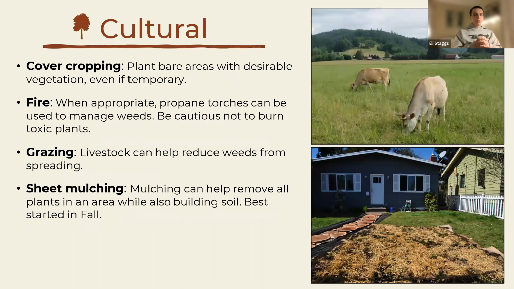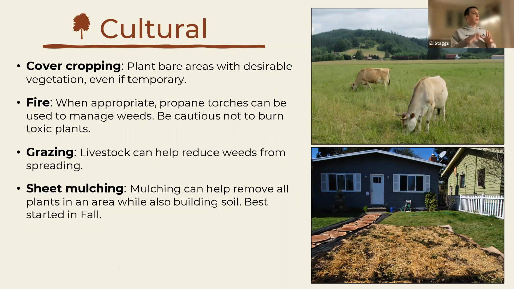After prevention, cultural control is the intentional manipulation of a plant's environment to control their population. You can plant bare areas with desirable vegetation, also cover cropping to make sure that weeds aren't introduced. You could implement fire when it's appropriate.